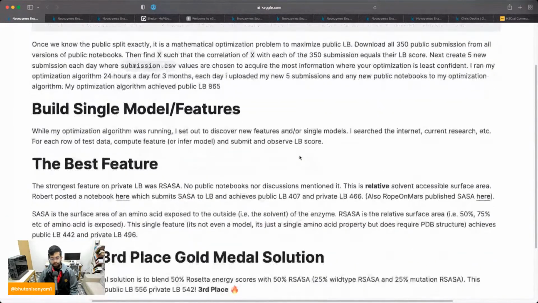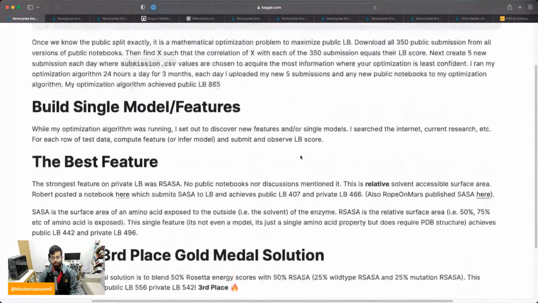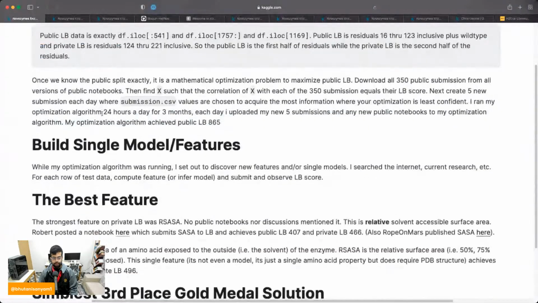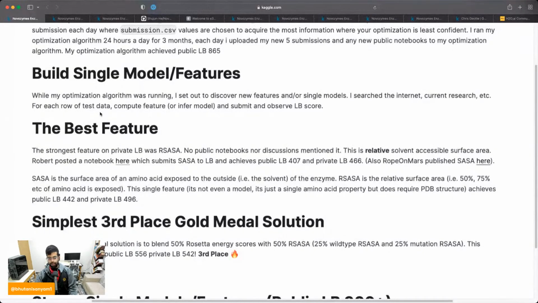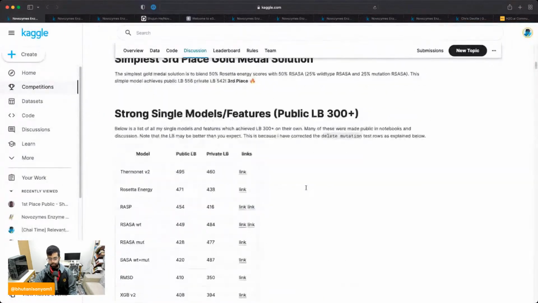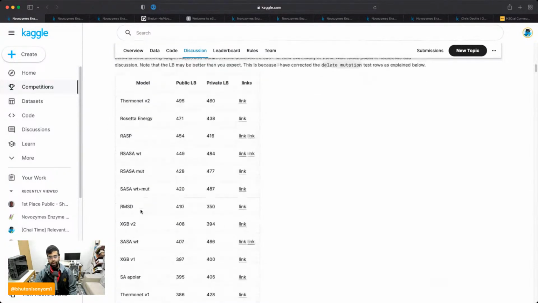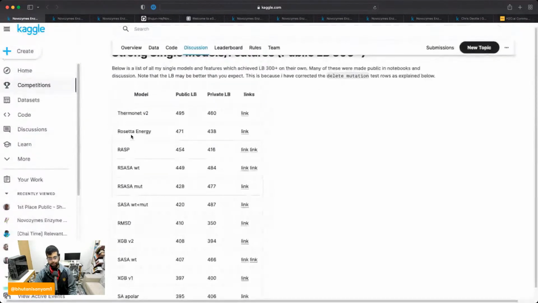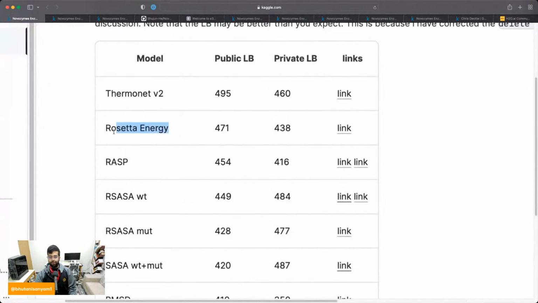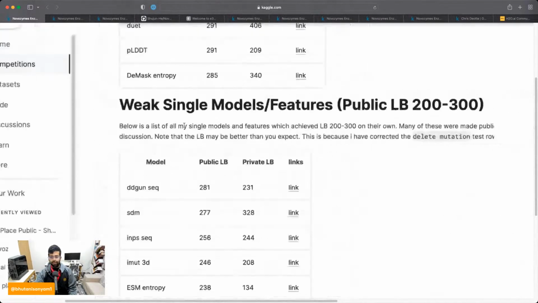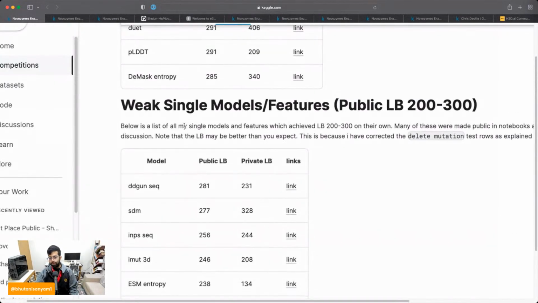I think that's a very quick overview of his solution. After this, he also shares the probing approach and what he learned, how he had used different ideas here, and the strong single model or features. You can look through these. I didn't know exactly what Rosetta Energy was or Thermonet was. Anyone who competed in this competition would know very well. But it was a combination of all of these for his hill climbing approach.